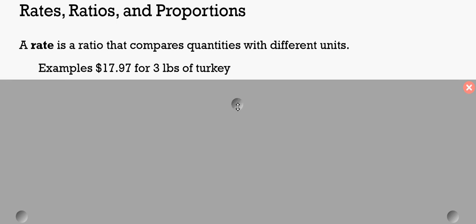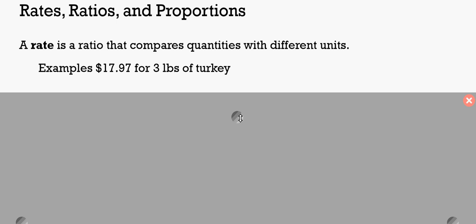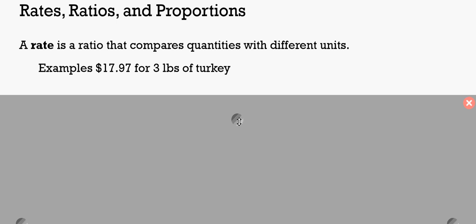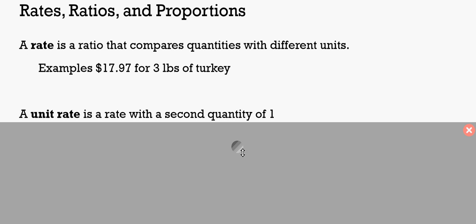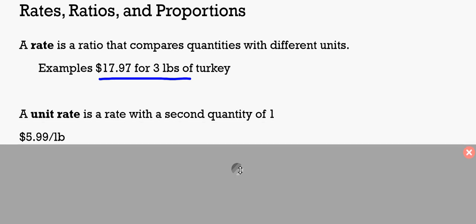This isn't going to come up tons in this class, but every so often it might. So I just want to talk about it very briefly. A unit rate is a rate with a second quantity of 1. We deal with these all the time. We don't care when we go to the store. We're not going to try to figure out what 3 pounds of turkey is. We're going to look at the price, and they're going to say, oh, it's $5.99 a pound, which these days is actually a pretty good deal.